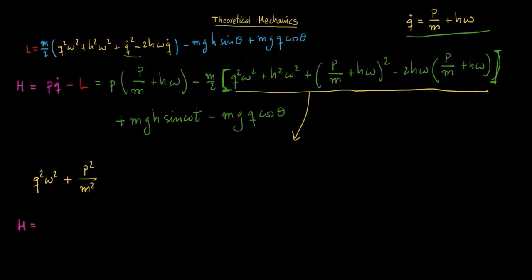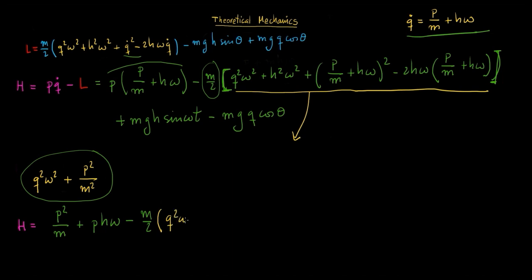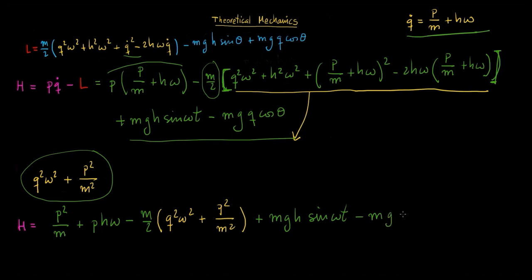So the Hamiltonian will be this expression: p square over m plus p h omega minus m over 2 times the yellow expression, q squared omega squared plus p squared over m squared, okay, plus the remaining terms, plus m g h sine omega t minus m g q cosine theta.